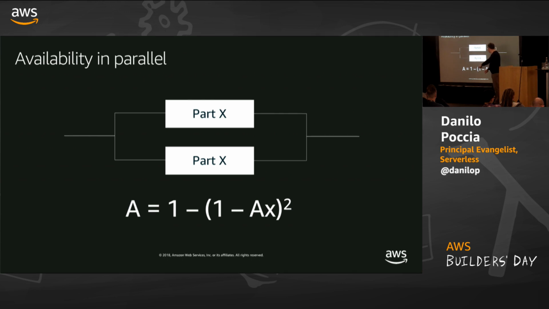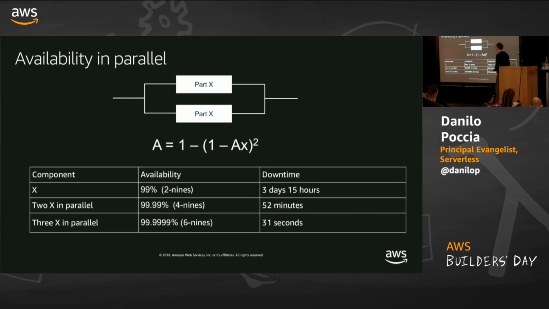So the overall formula will be this one, the probability that not both are down at the same time. And in this case, the availability grows very quickly, because if I have a component that has a quite low availability of 2 nines, if I put them in parallel, I get 4 nines of availability. So I'm increasing a lot from days to minutes by just putting the components in parallel.